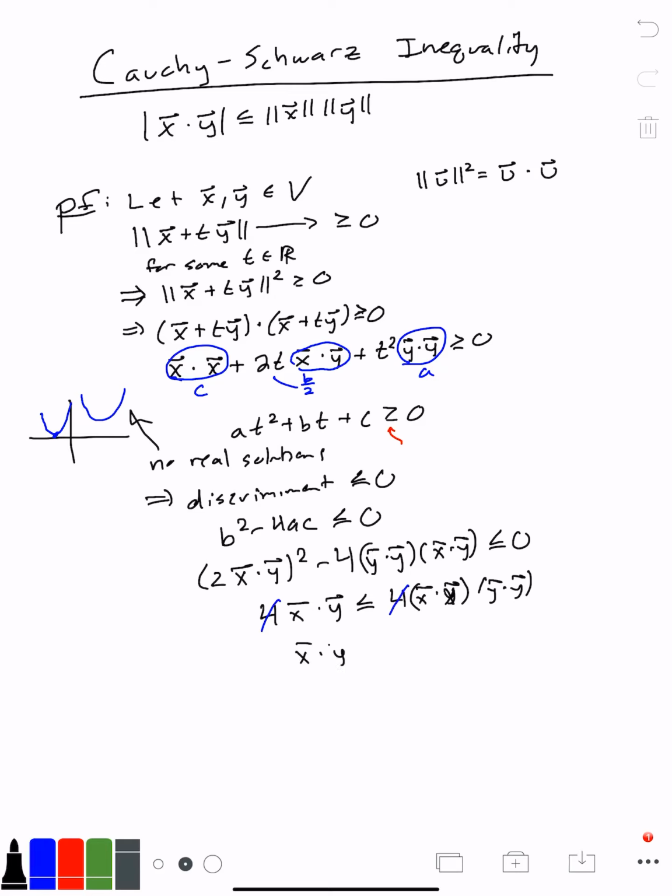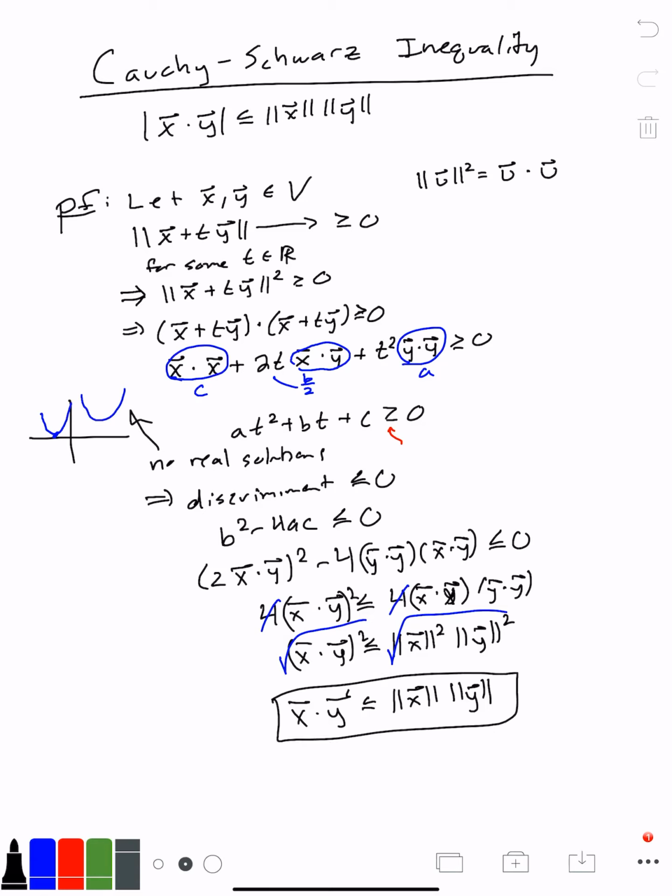And we get x dot y, squared, is less than or equal to x dot x times y dot y. Then x dot x is length of x squared, y dot y is length of y squared. Square root both sides, and you finally get the result: x dot y is less than or equal to length of x times length of y. And again, this works in any vector space actually, so it's a really slick proof here.